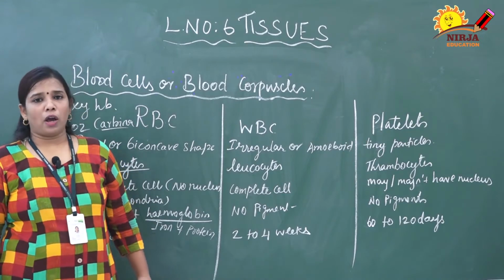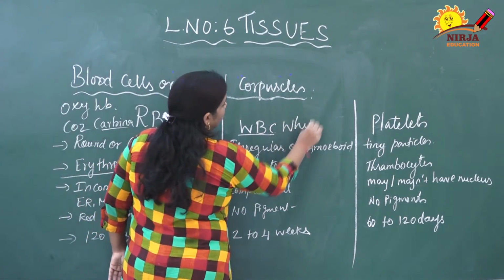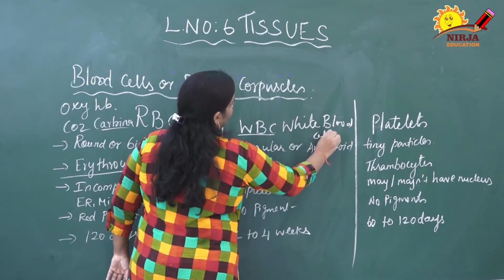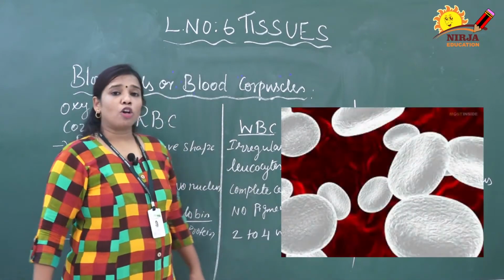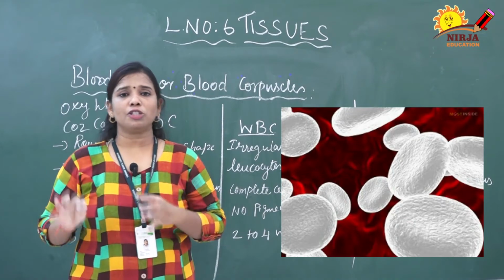Next we are going to discuss WBC, the white blood cells. This has an irregular shape or amoeboid shape. We can't fix the shape. It is like an amoeboid shape. It can change its shape.